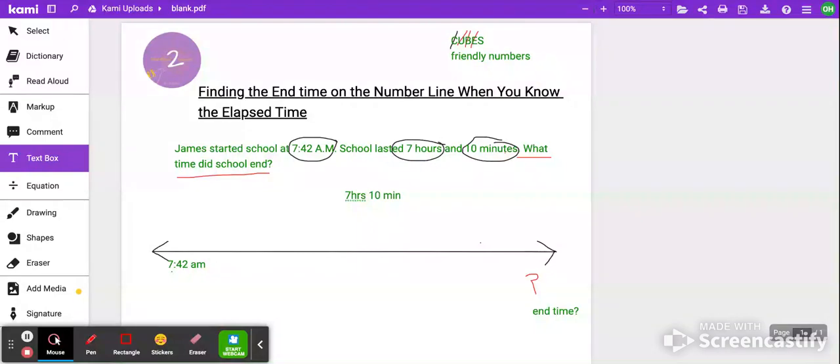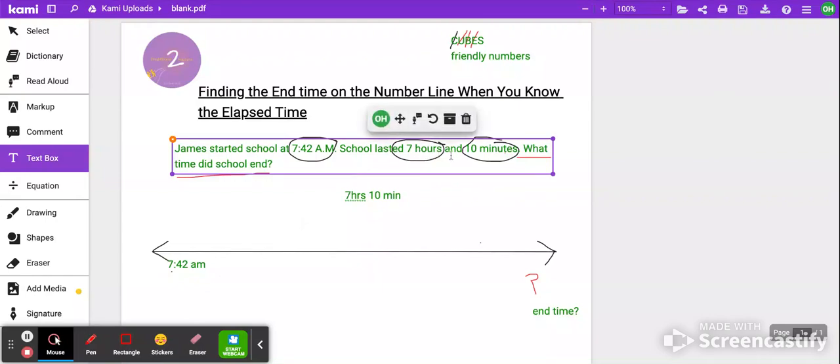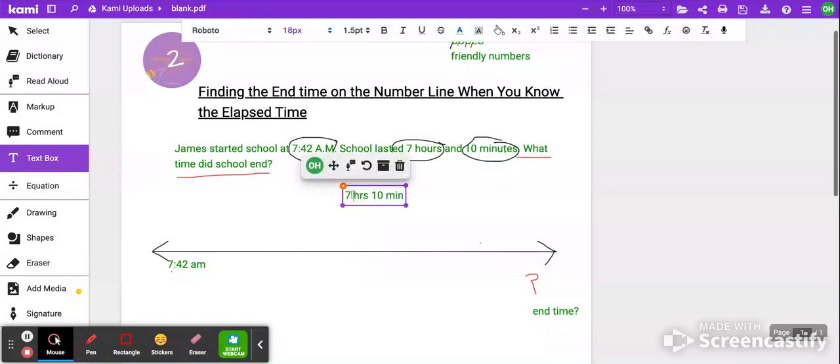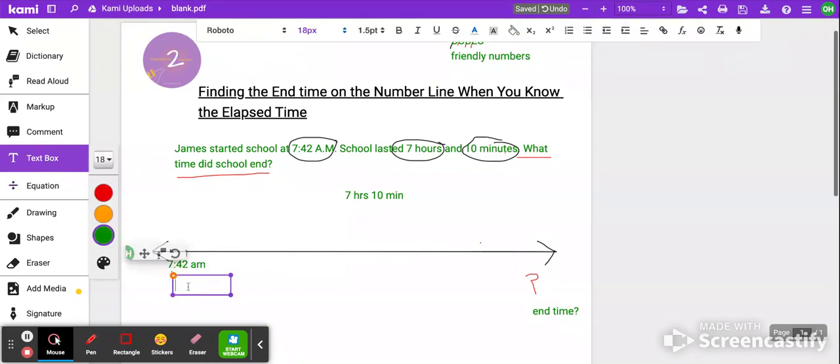Let's just reread it, make sure that we understand it, and then we can go to the S, which is to solve it. James started school at 7:42 a.m. School lasted 7 hours and 10 minutes, which is this time here, 7 hours, 10 minutes. What time did school end? So I have my little question mark here in the word end time. And as a matter of fact, right here, I'm just going to put start time.